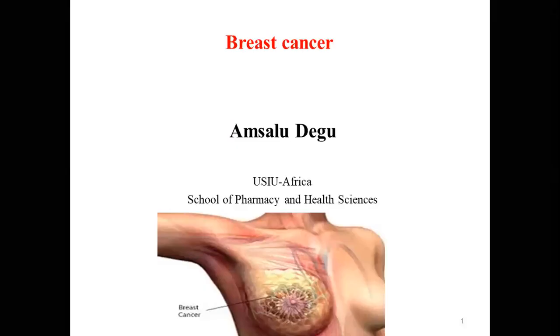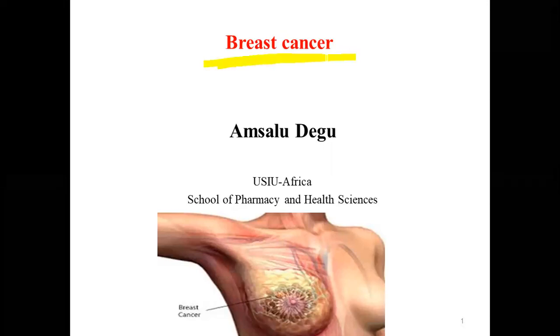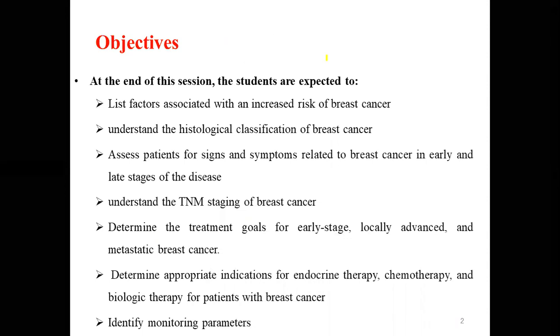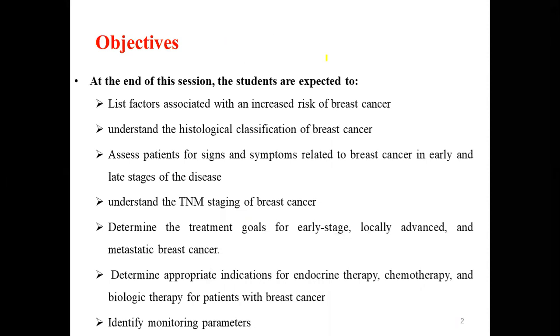which is breast cancer. So this is a type of malignancy you will encounter anywhere in the oncology facility locally. What is the expectation at the end of the session? At the end of the session, you are expected to outline the possible risk factors for breast cancer, and you should be able to understand the histological classification, staging, signs and symptoms of breast cancer, and finally, you should be able to understand the treatment modalities for different stages of breast cancer. So those are the main objectives we're going to see together up to the end of the session.